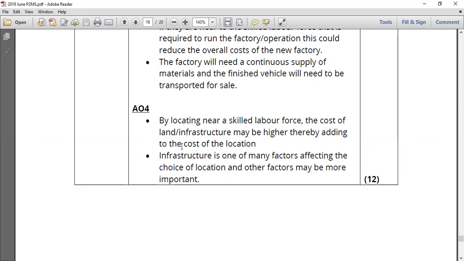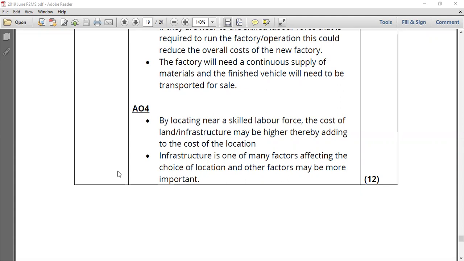And also you can see the infrastructure is one of the many factors affecting the choice of location, and other factors may become more important. That's why they say at the end, not only the proximity to labor, not only the proximity to material, even the infrastructure is one factor. Give some alternative point. However, it depends on the government support, and on the amount of infrastructure they have. It is one of the many factors affecting the choice of location, and other factors may be more important.